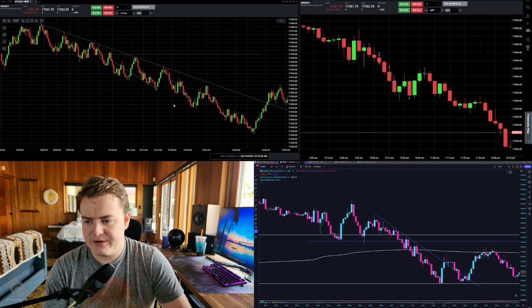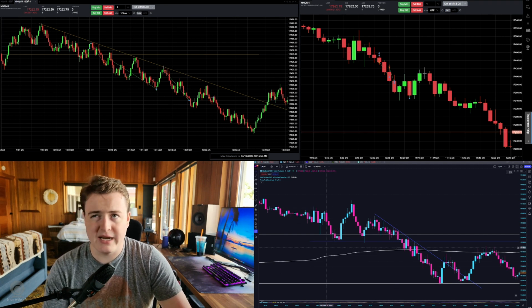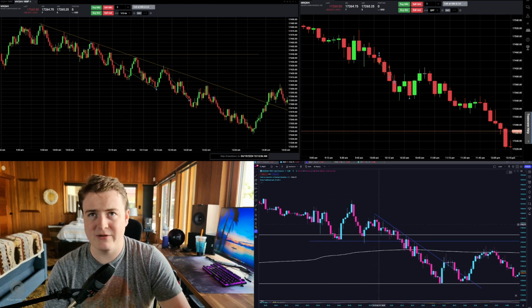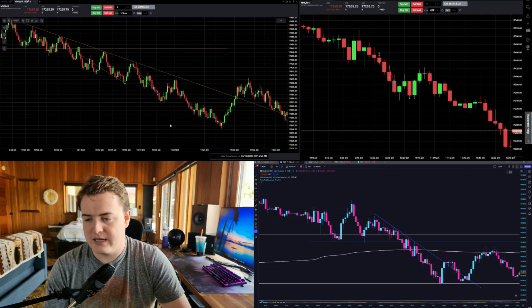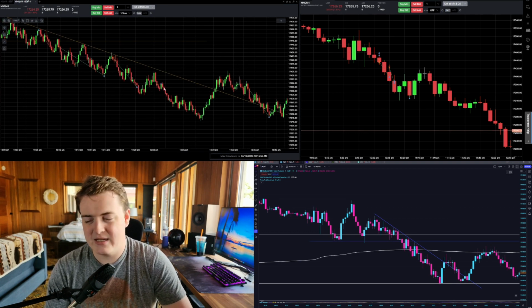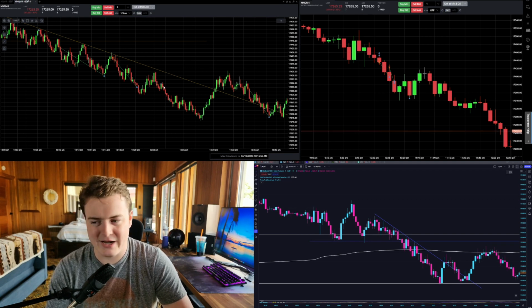For this move down here, since we've been consolidating all morning until about 10 o'clock when we started to actually start moving, I took another short, a nice 1 to 3 with 2 contracts this time. Here, I was going to get short again. I just didn't like how it didn't push all the way up to my line, and that's why I got out for that $9 loss. It's not the end of the world.